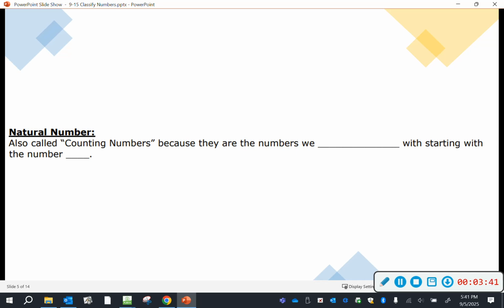So how about we get a red marker, and we start with the vocabulary. Natural numbers are also called counting numbers because they're numbers that we count with. When you start counting, what do you start with? Okay, everybody count to 3. Ready? Go. I'm assuming you started with the number 1. So natural numbers are counting numbers starting with 1.